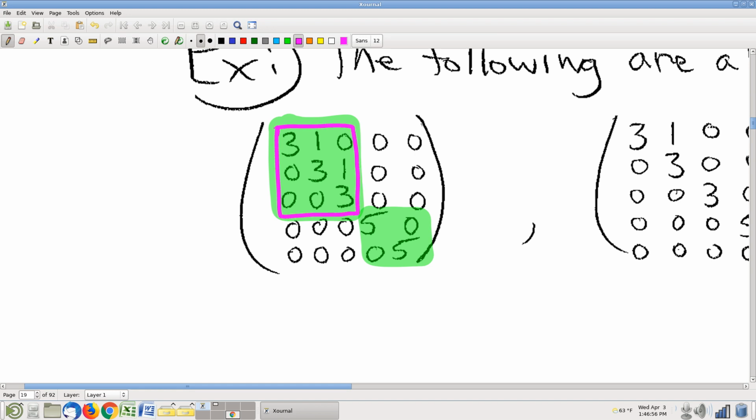That's a basic Jordan block. Notice the eigenvalue on the diagonal, and only ones above the diagonal fits the required form.